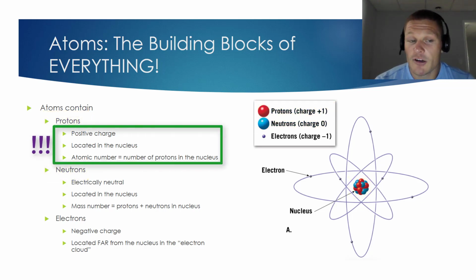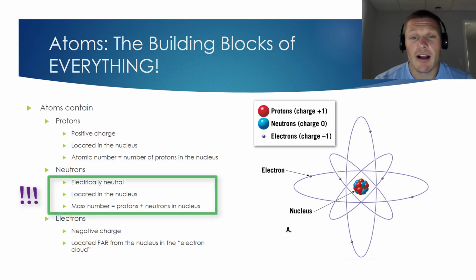Protons have a positive charge. What's important that you know, and I'll go over this more on the next slide, is that the atomic number of an element is the number of protons in its nucleus. Keep that in mind. Now, neutrons are electrically neutral. They don't have charge. So we said protons have positive charge, neutrons have no charge. They are also located in the nucleus. And when we consider the mass number for an atom, we have to consider both the protons and the neutrons in the nucleus. We essentially add them up, and that gives us the mass number of a particular atom.